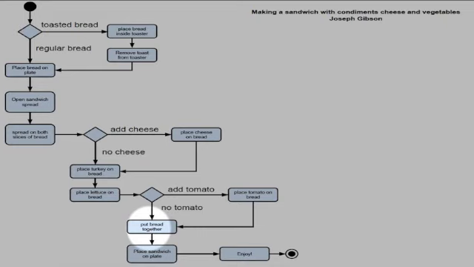Once we place both sides of the bread together, we're going to place the sandwich on our plate. And once that sandwich is on our plate, we're going to enjoy our sandwich. And that's the end of the process.